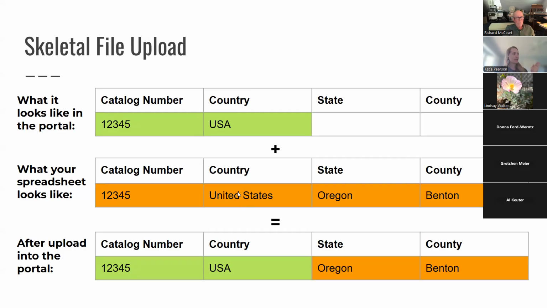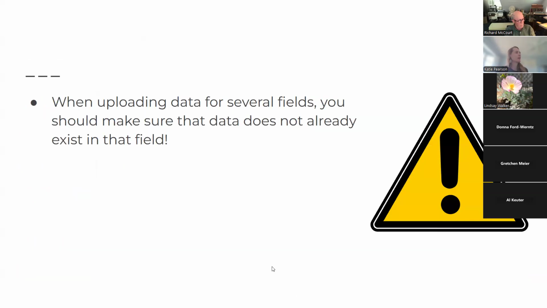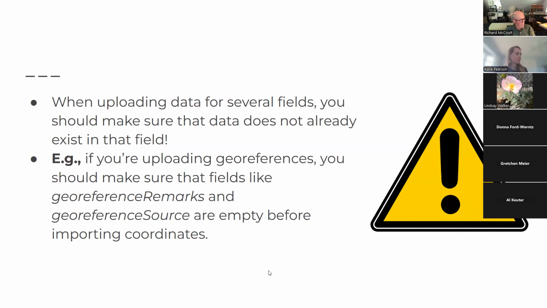So it's going to say, this isn't blank, so I'm not going to put this value into this field. It will still put Oregon into state, Benton into county, but it has only filled in empty fields. So this can get a little bit messy if you use skeletal file uploads and you forget what fields already have data in them. So just use these with caution. And so when you're uploading data for several fields, you should make sure that there's not already data in some of those fields that you're trying to upload into.